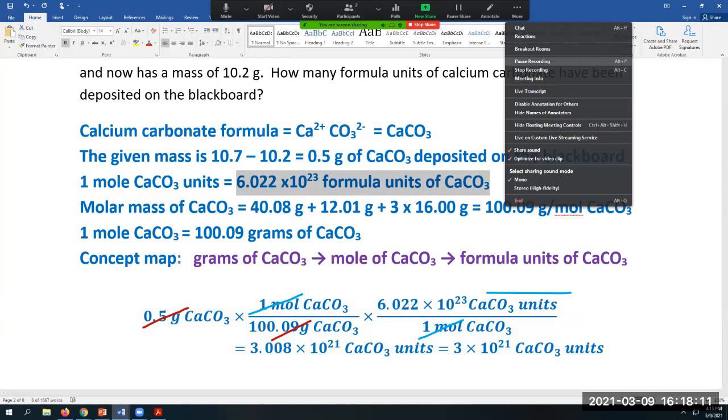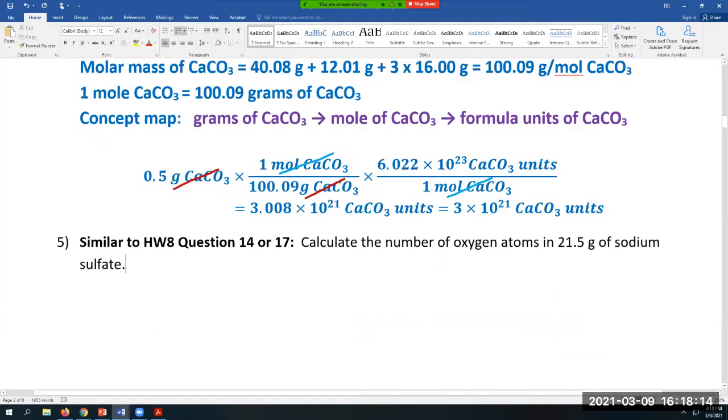Recording in progress. So let's go over question 5 now. Notice how I say it's similar to homework 8 question 14 or 17. Similar doesn't mean it's exactly the same, so please adapt when you are doing question 14 or 17. But there are some similarities to it. So this example here can help you solve the homework 8.